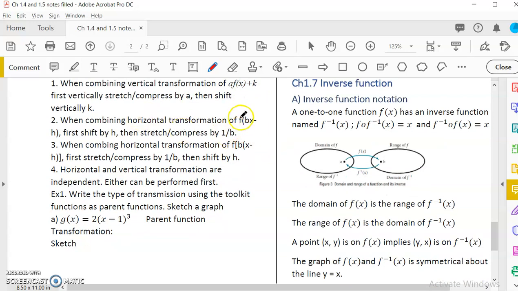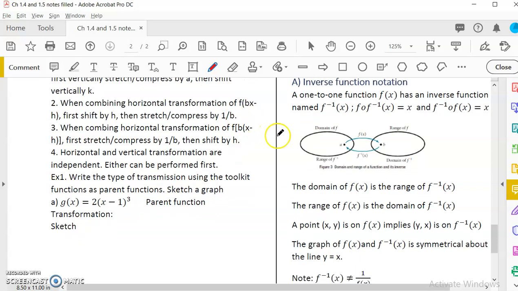For horizontal, if I have f of bx minus h, so we will do the shift first and then do the horizontal stretch. Now, but if I have b open parenthesis x minus h, that means there is an x minus h first, then you will do the stretch or compression by the factor of b first and then shift. Okay, so notice the difference.